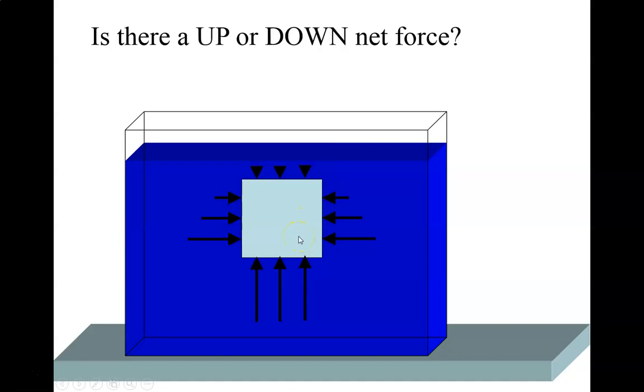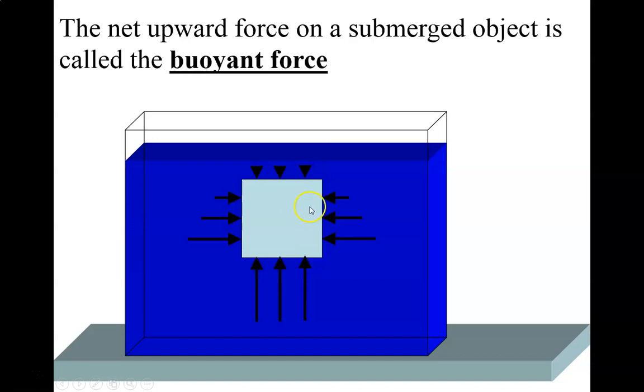Is there going to be an up and down force? Yes, there is. There's going to be an upward force. This upward force on a submerged object is called the buoyant force. It's what buoys an object up when it's submerged in water. That force is going to cause this thing to rise.